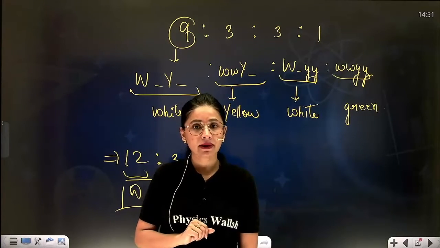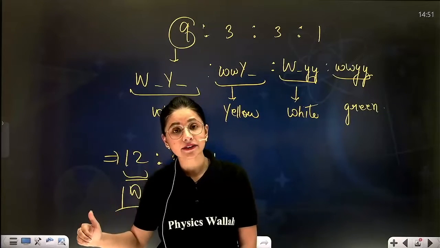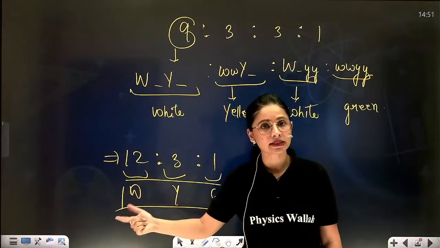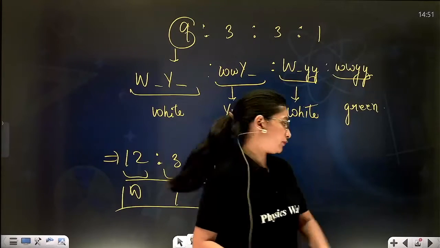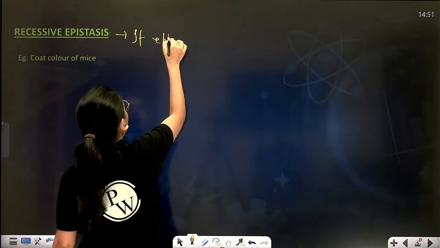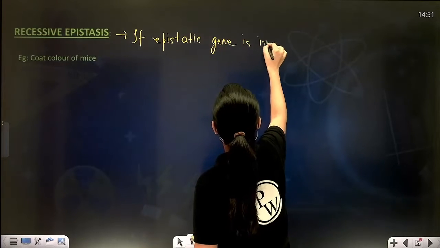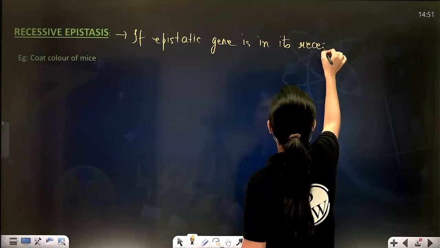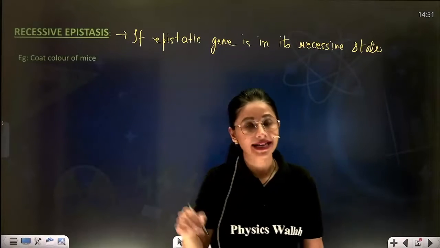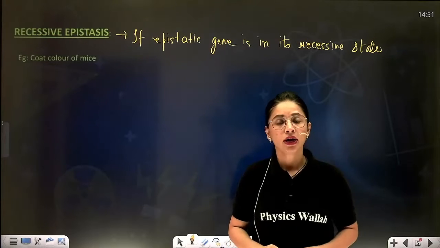In case of recessive epistasis, the epistatic gene is present in its recessive state. Here you saw that the epistatic gene is in its dominant state, so dominant epistasis. However, if the epistatic gene is in its recessive state, then that type of epistasis is recessive epistasis. We will understand the concept with the help of an example, coat color of mice.